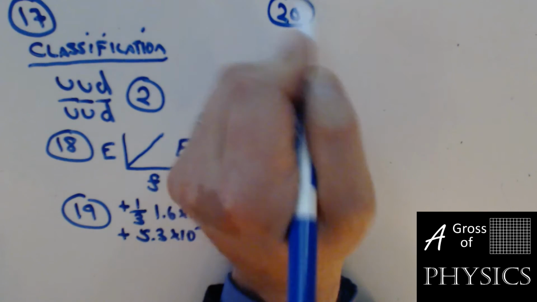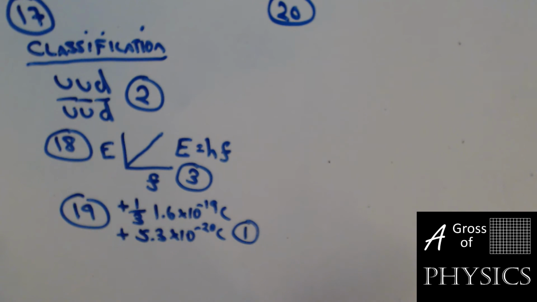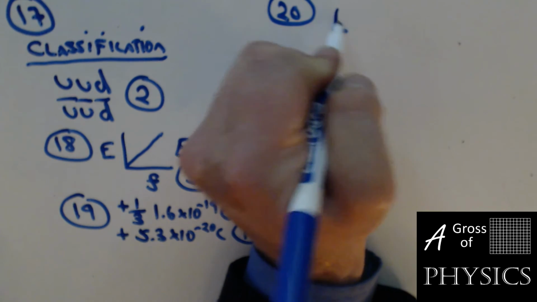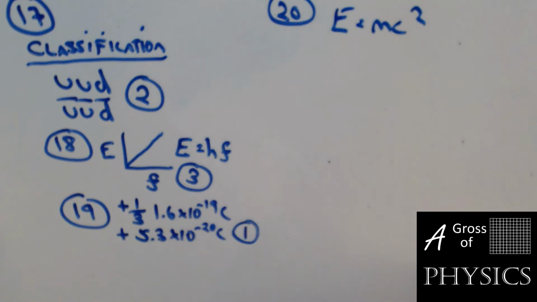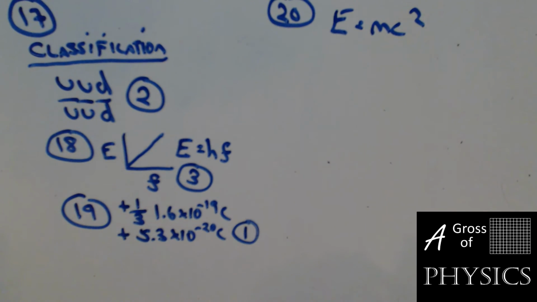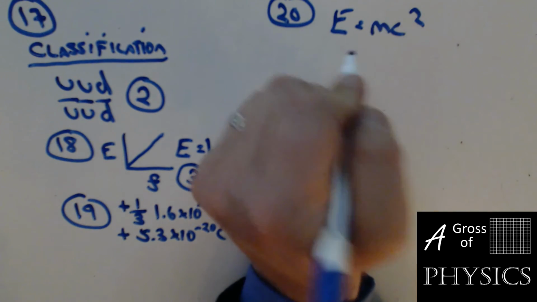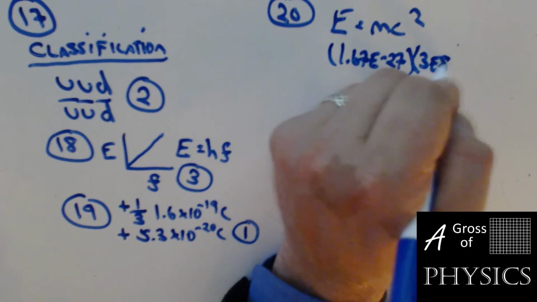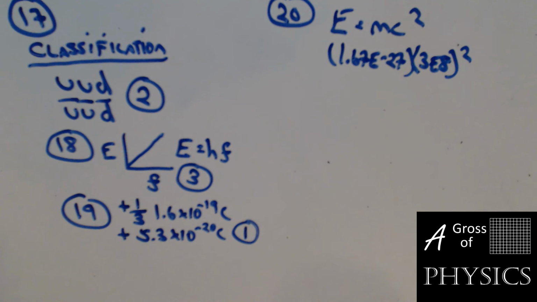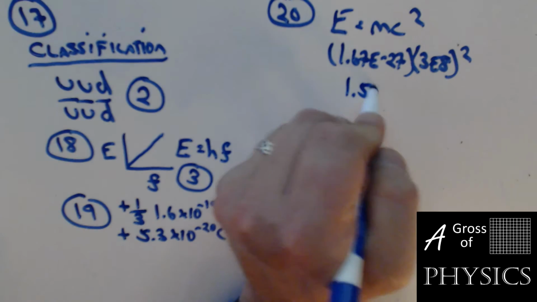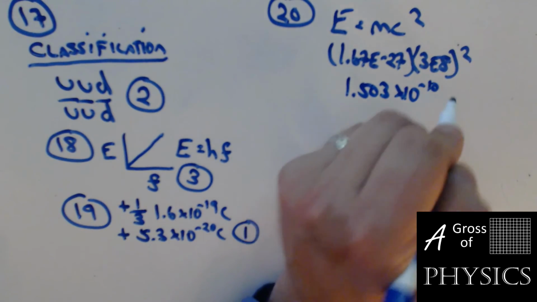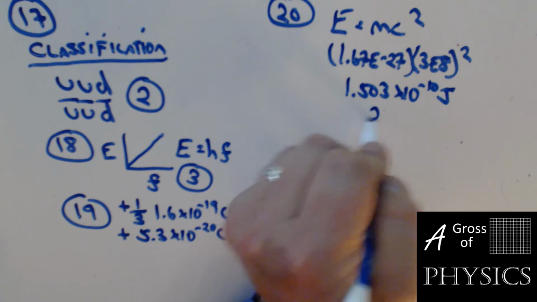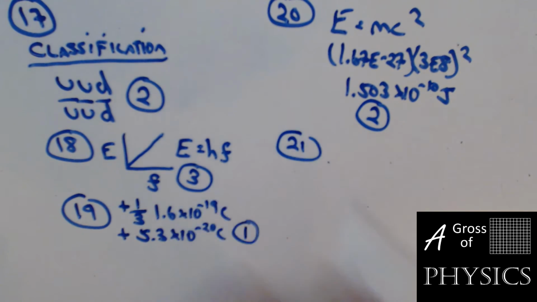All right, 20. If the mass of one proton is converted to energy, it will yield a total energy of, well, E equals mc². Mass of a proton on the front of the reference table is 1.67 E -27. So 1.67 E -27 times 3 E 8 squared, and I get 1.503 times 10 to the -10 joules. Choice 2.